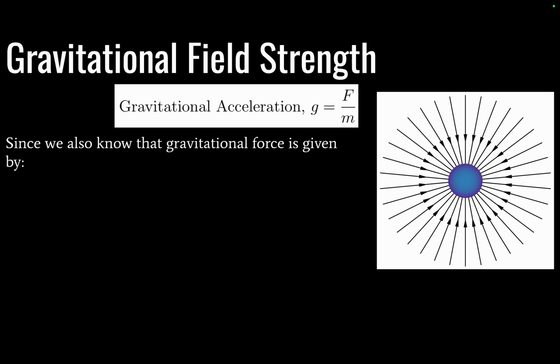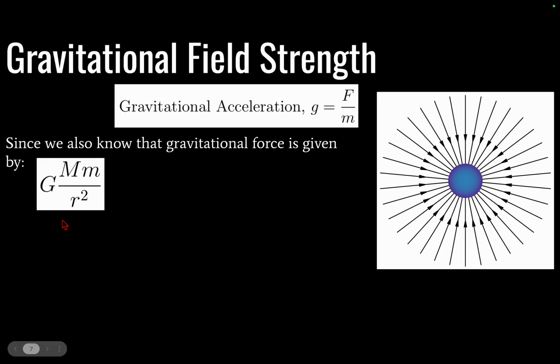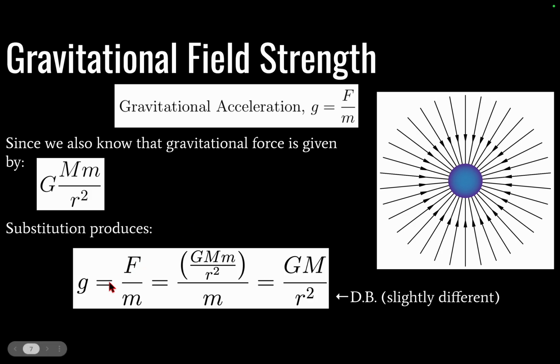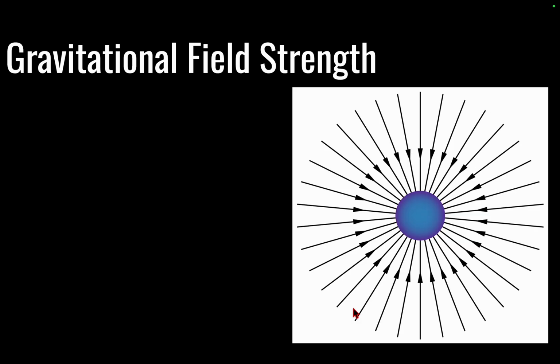Okay, so we also know that gravitational force is given by this equation, so we can combine these two equations, and that looks like this. Using substitution, we put these two together, and we can simplify gravitational attraction to the gravitational constant times mass of our large object divided by radius squared. Notice that the mass of our smaller body, or test mass, is going to cancel out, so that's convenient. This is a little bit different than what is in the IB Physics data booklet, but not much. You'll be able to spot it.